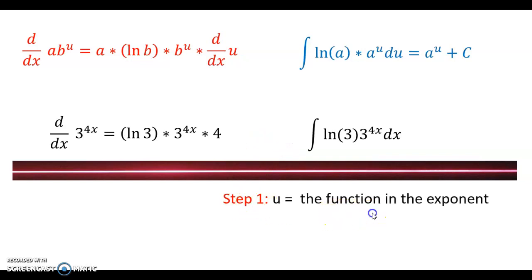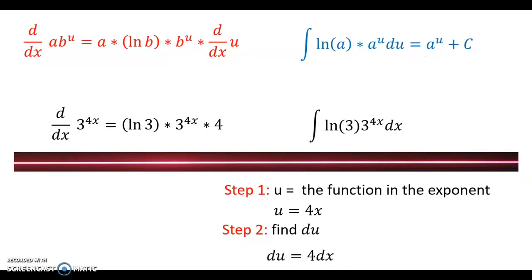Step 1. Let u be what's in the exponent. So not the ln of 3, not the 3. It's got to be what's in the exponent. Step 2. Find the derivative of that u. In this case, it's 4 dx.